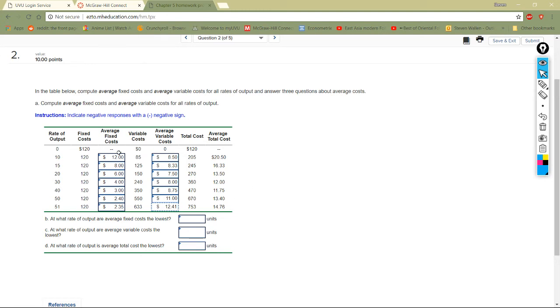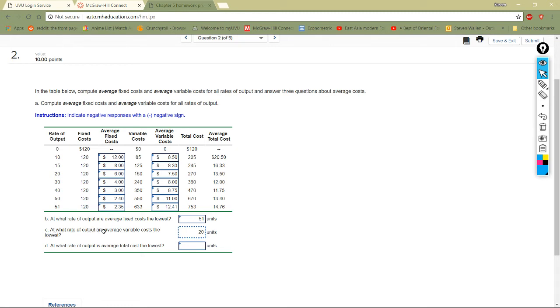However, our average fixed costs will always go down, okay? At what rate of output are average fixed costs the lowest? Well, as we keep going, they keep going what? Lower, because they keep spreading their costs of units over the entire amount. So it's going to be at 51 units. Okay, now this one's interesting. At what rate of output are average variable costs the lowest? Well, the most efficient variable cost was all the way here at 20. Okay, that's where it was the most efficient.